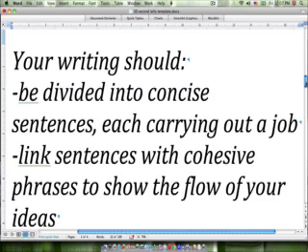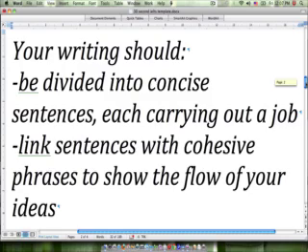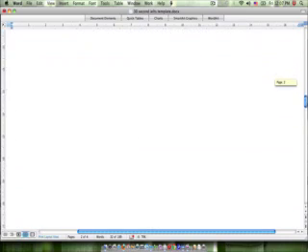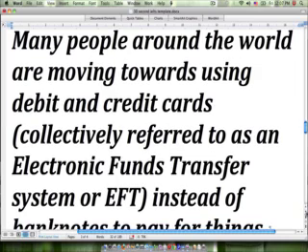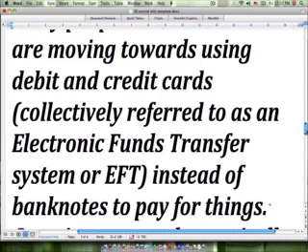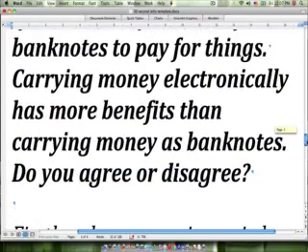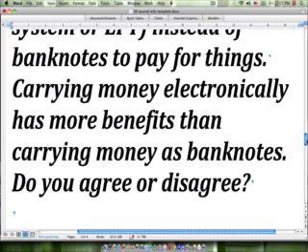Now let's look at a student's writing. This student responded to this essay question. Many people around the world are moving towards using debit and credit cards, collectively referred to as an electronic funds transfer system, or EFT, instead of banknotes to pay for things. Carrying money electronically has more benefits than carrying money as banknotes. Do you agree or disagree?